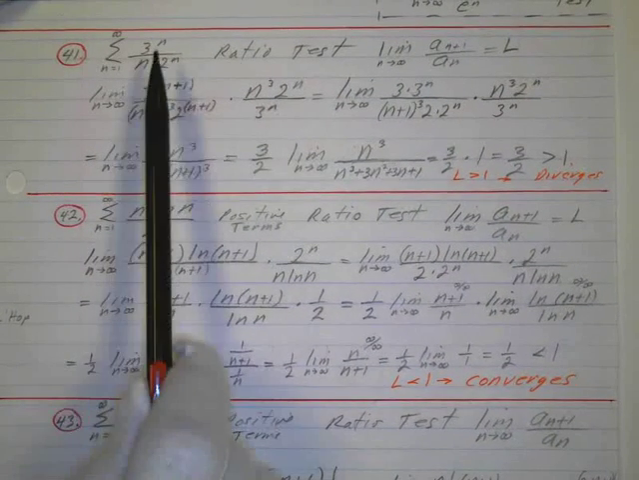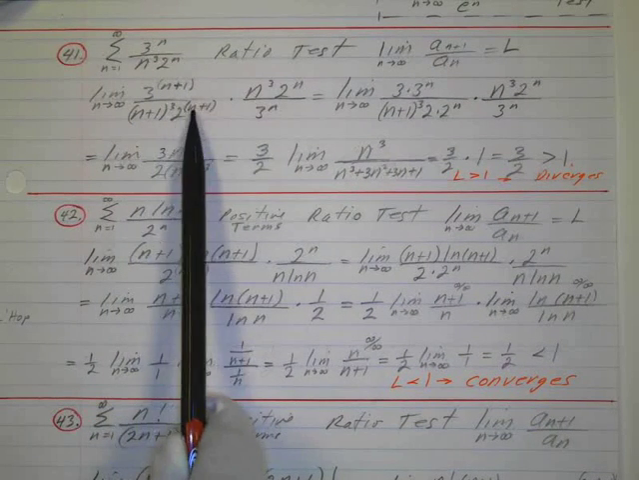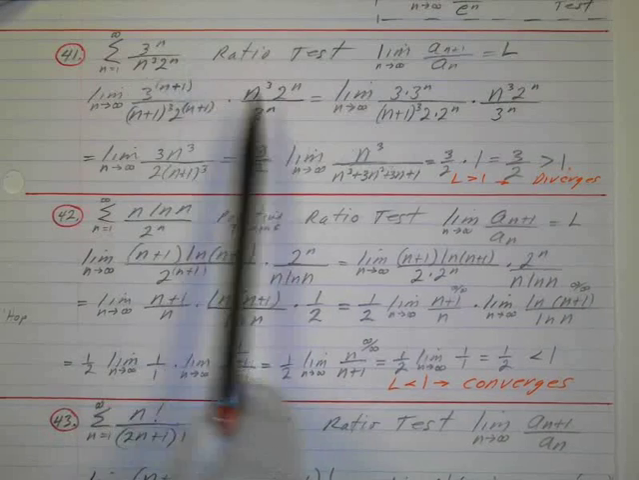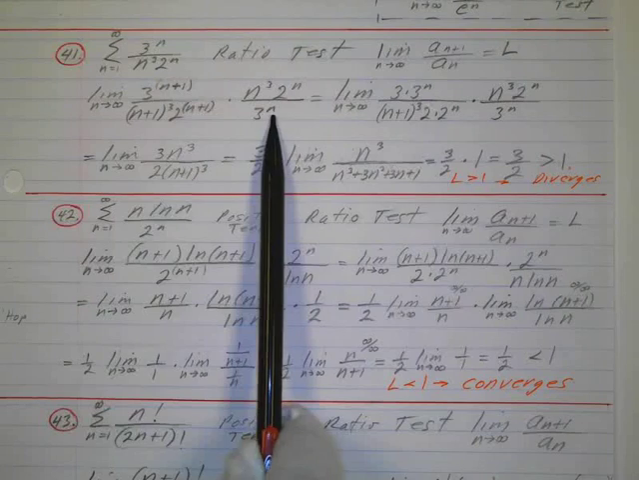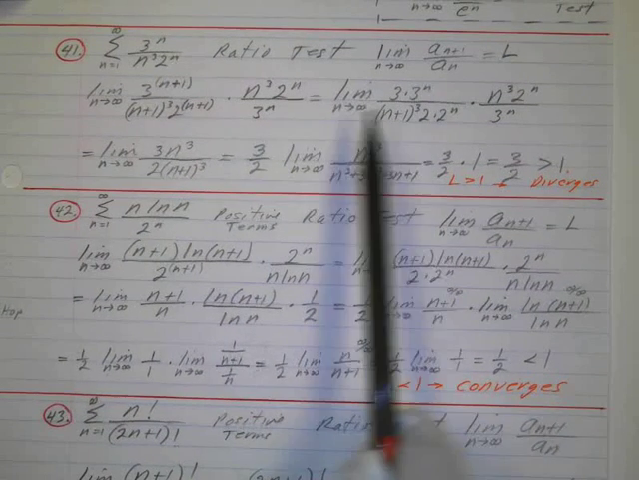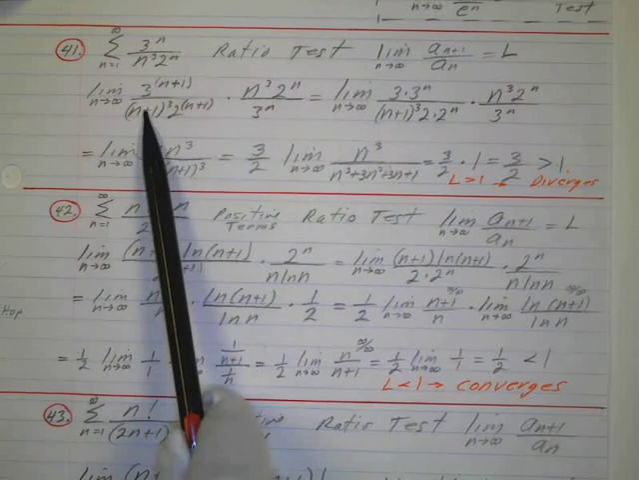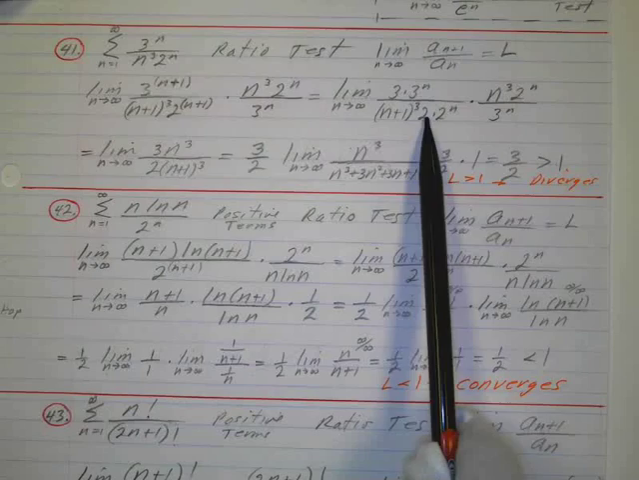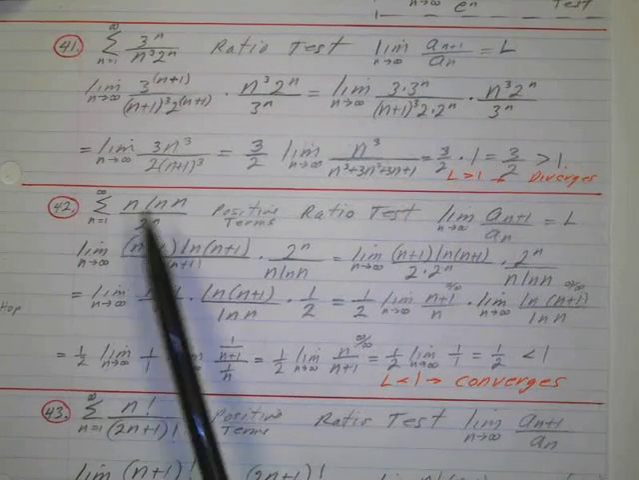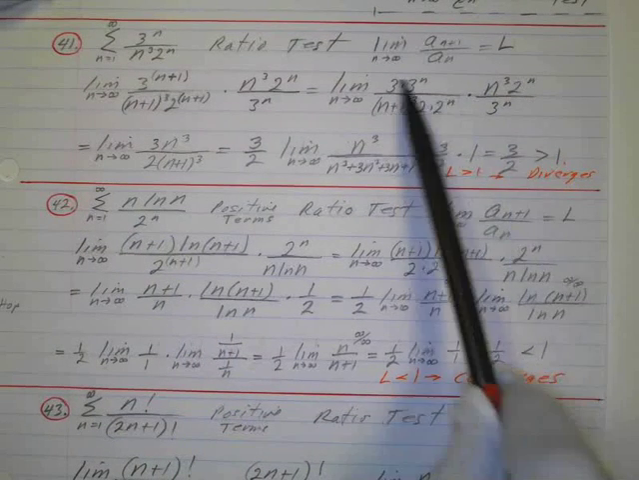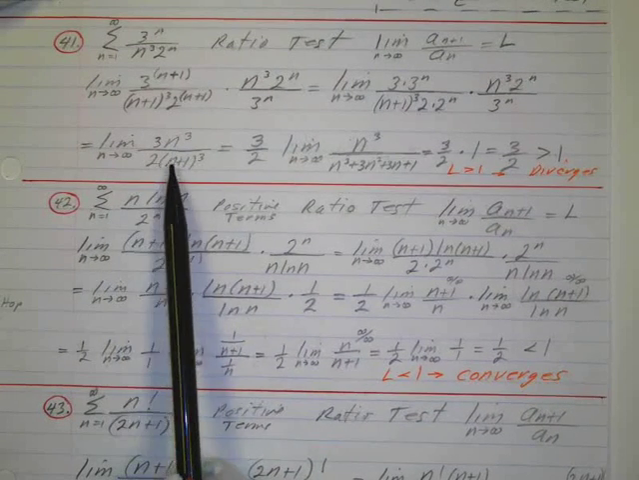So we'll give this a go here. This would be 3n plus 1 over n plus 1 cubed times 2 to the n plus 1, and then we'll multiply by the reciprocal of that, which would be n cubed times 2 to the n over 3 to the n. Then we can break this up as 3 times 3 to the n over 3 to the n, and this is going to be n plus 1 cubed and 2 to the n times this same thing. Then we can cancel the 2 to the n's and the 3 to the n's, so we've got 3 over 2, and then n cubed over n plus 1 cubed.